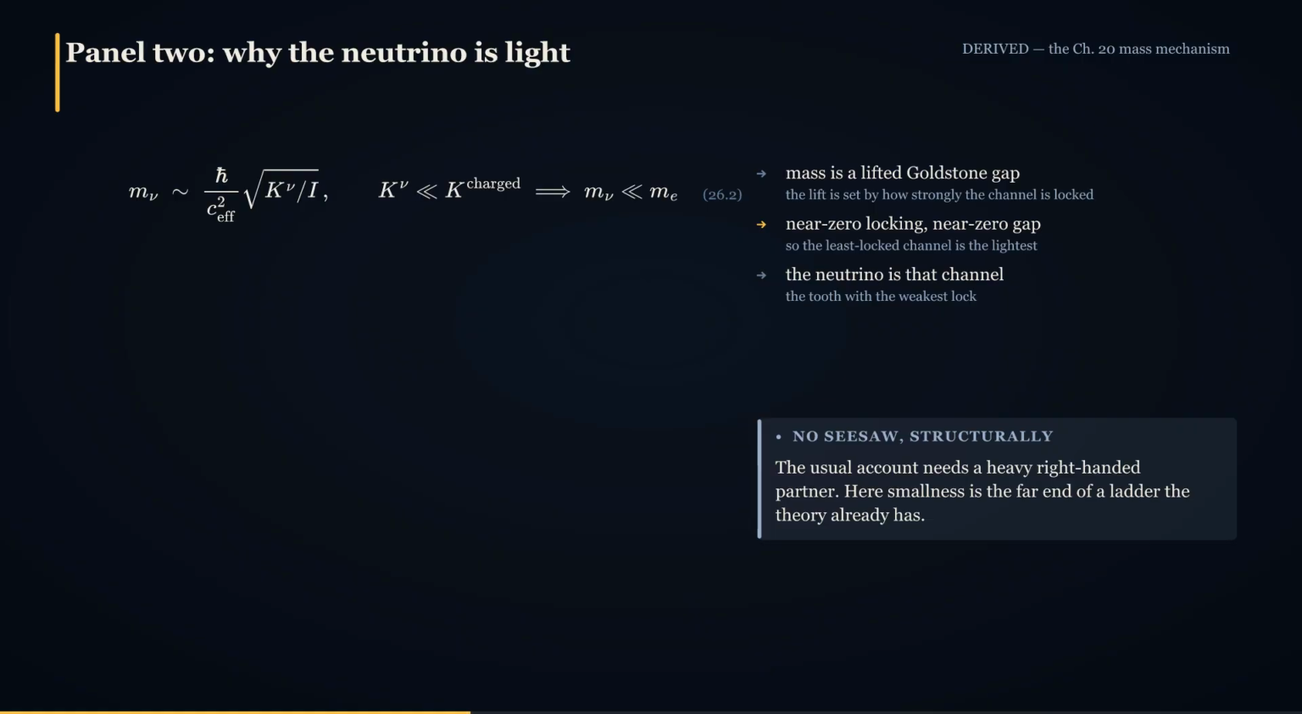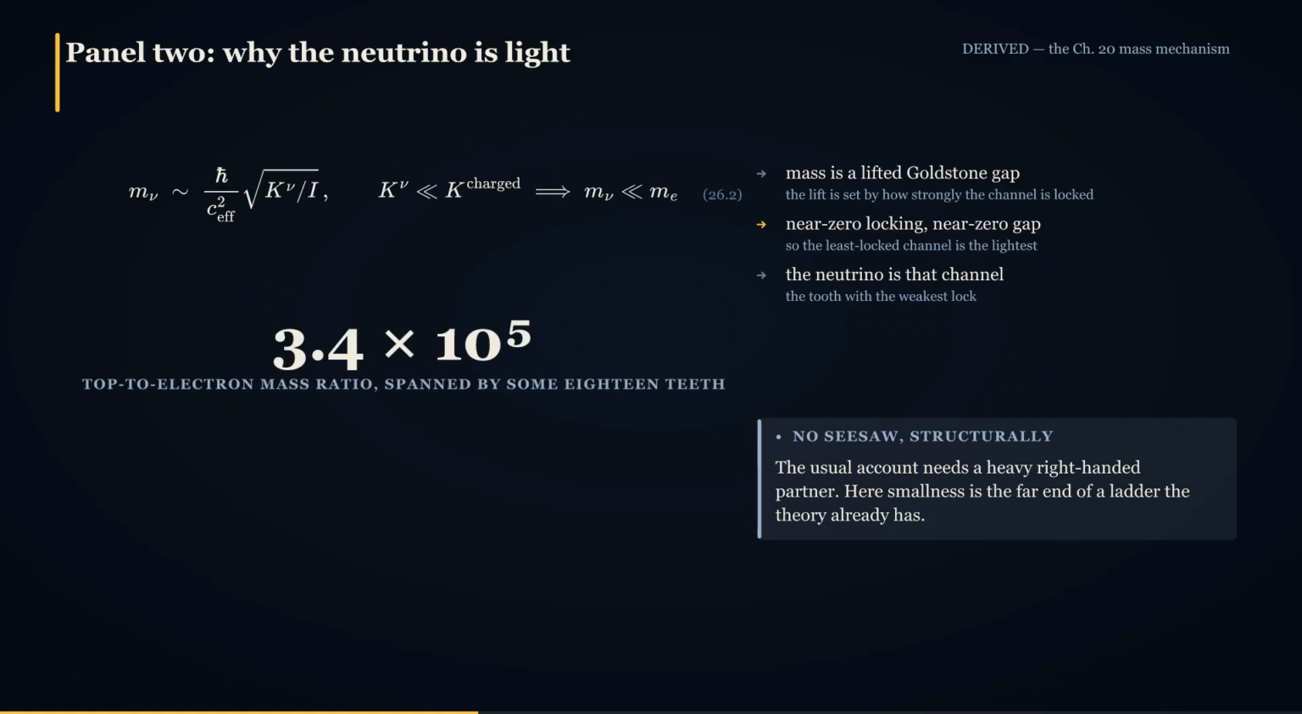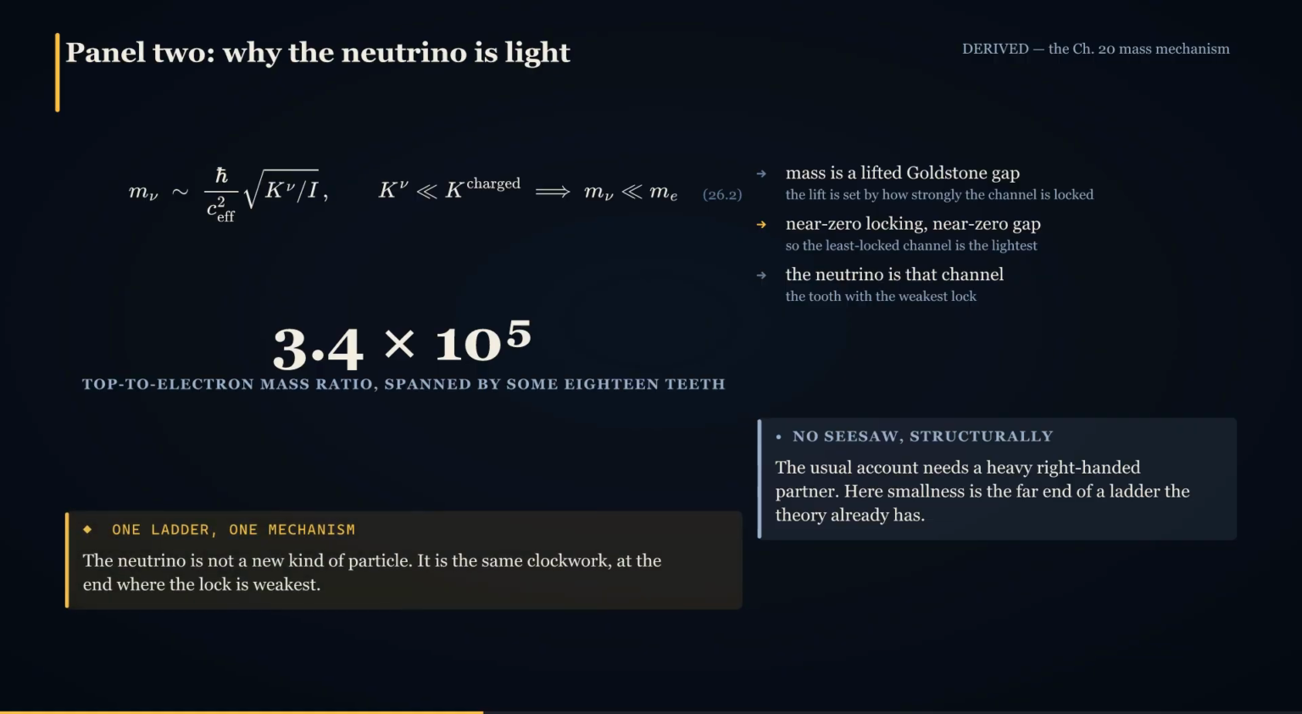Smallness is the far end of the same clockwork ladder that already spans a factor of 3.4 times 10 to the 5th from the electron up to the top quark over some 18 teeth. The neutrino is the tooth with the weakest lock.